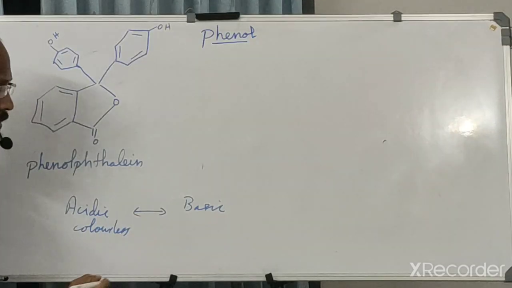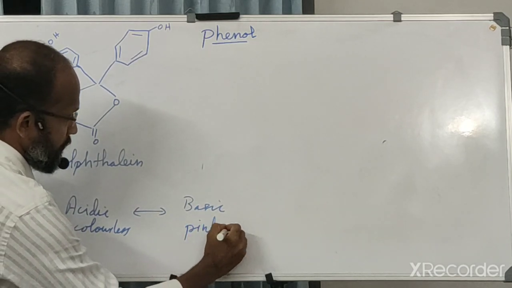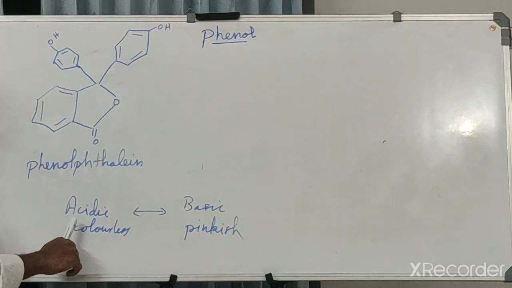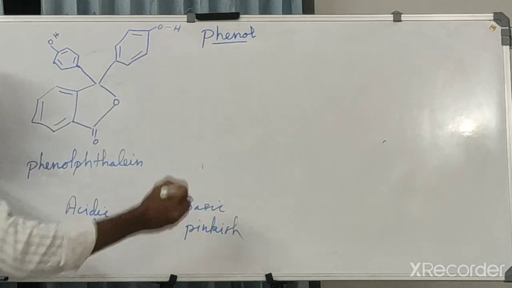Phenolphthalein is usually used as an indicator in acid-base titrations, because in acidic medium it is colorless, and in basic medium it is slightly pinkish in color. So we can very easily detect the color change in acid-base titrations, and phenolphthalein becomes colored in basic medium. So this is the structure of phenolphthalein, and how it will become colored in basic medium.